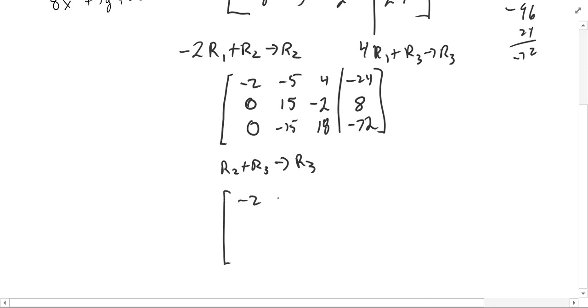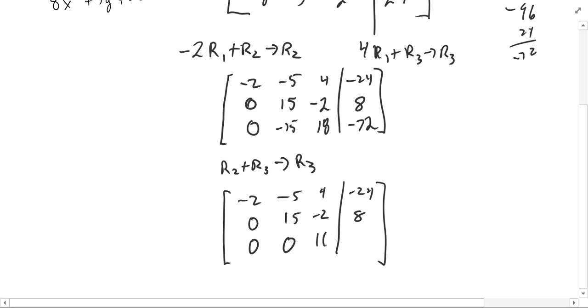I'll have negative 2, negative 5, 4, negative 24 on the top row, 0, 15, negative 2, and 8 on the middle row. And I'm just going to add: 0 plus 0 is 0. Negative 15 and a positive 15 is 0. Negative 2 plus 18 gives us 16. And 8 plus negative 72, I think, is a negative 64. Alright, that's looking good there.